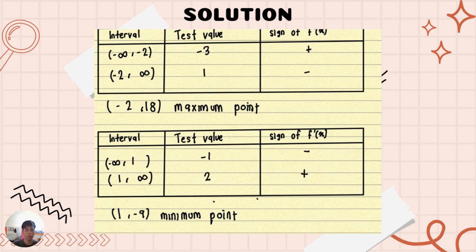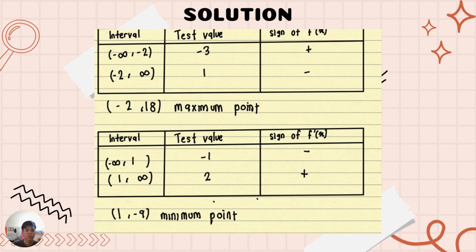So here, first we look for -2. We have 2 intervals for -2: negative infinity until -2, and -2 until infinity. The test values we get from the intervals. So the result is positive and negative. If the result is positive and negative, the point will be a maximum point. So here (-2, 18) is a maximum point.